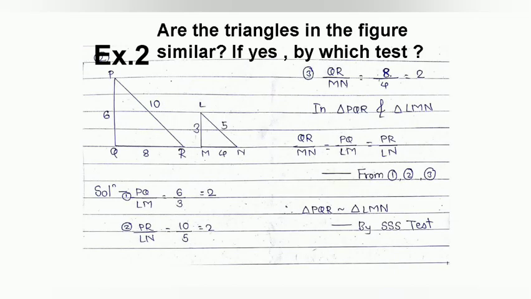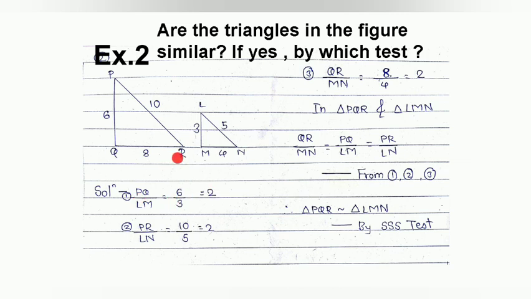See first. Here, are the triangles in the figure similar? If yes, by which test? Here in this figure, we are going to check whether these two triangles are similar or not. If yes, then by which test? See first, what is given to us in triangle PQR. Here it is 6, 8, 10. Here in the other triangle, 3, 4, 5. Now see here, we'll take the ratios one by one. First we'll take PQ and LM and take the ratio. That one we will get as 2.